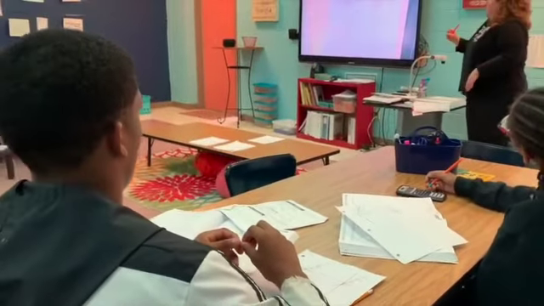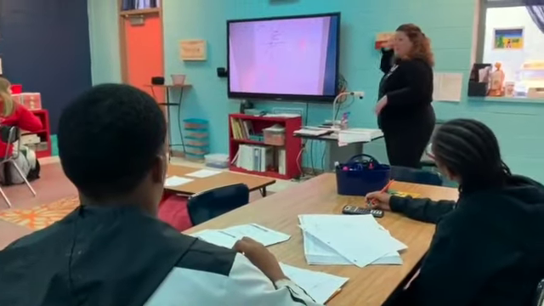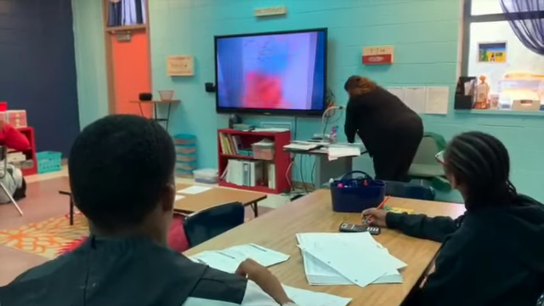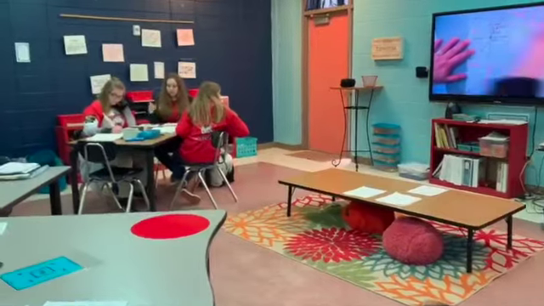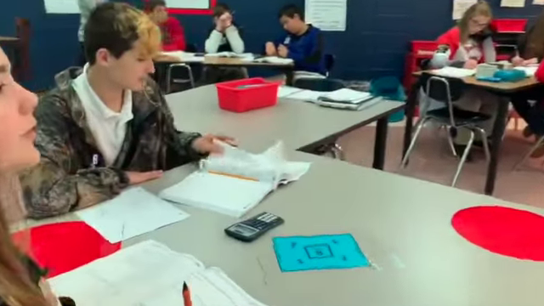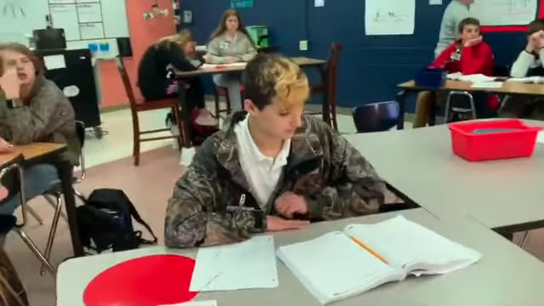And I want you to think about what your slope was for each one of them. So what was the slope for the first one? 2. What was your slope for the second one? 3. Okay, and what was your slope for the third one? 3.